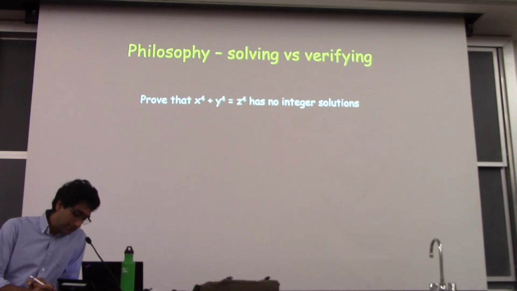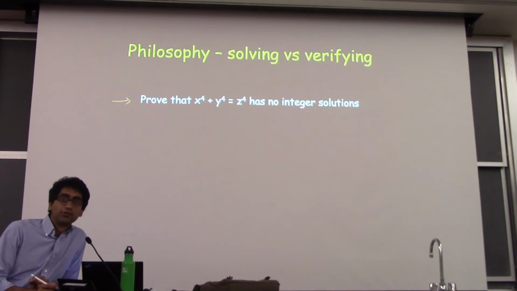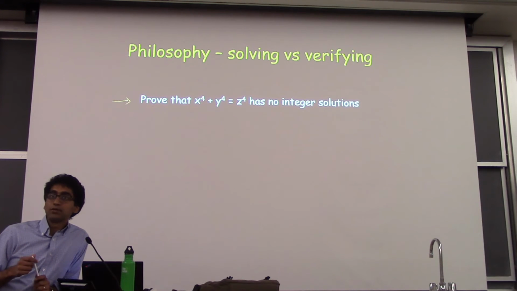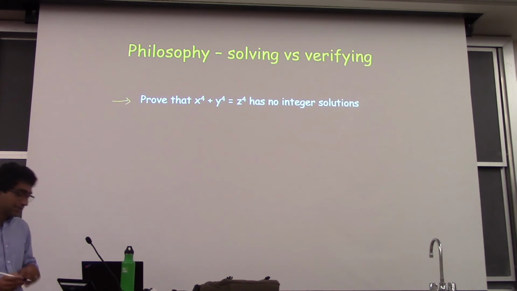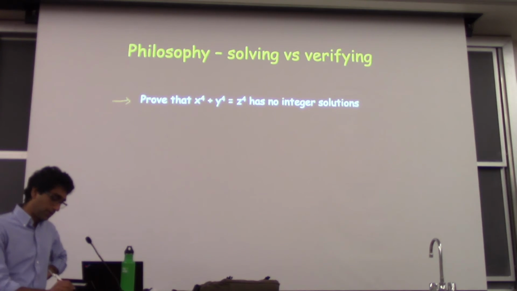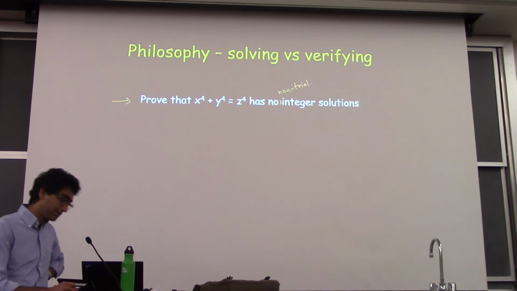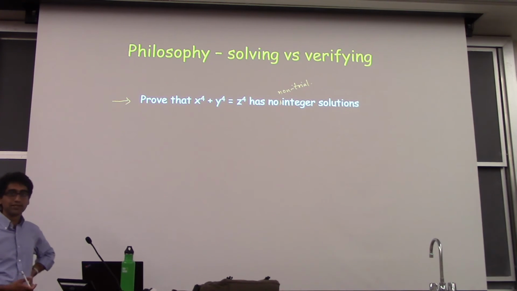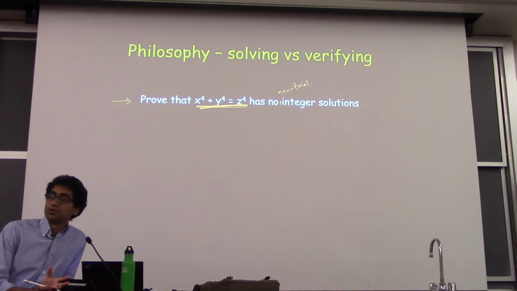Suppose I give you this mathematical statement. Does anyone recognize it? Yes, this is one very simple version of Fermat's last theorem. It says that if you look in the integers, then there is no non-trivial solution. Non-trivial just means one of them is 0. If one of them is 0, then there are obviously some solutions. But we want to say that this equation has no non-trivial integer solution.